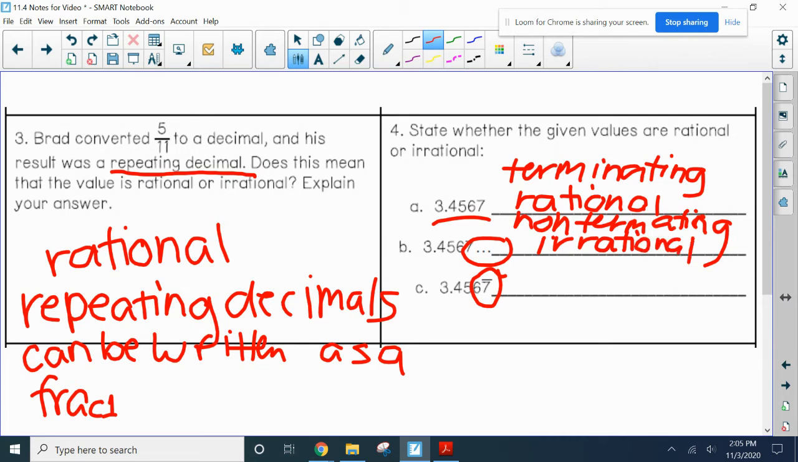Awesome. So now this next one I see 3.4567 with the 7 repeating. Is that rational or is that irrational? That's exactly right. Because repeating digits can still be put into fraction form. This is going to be rational. Because repeating digits are rational.